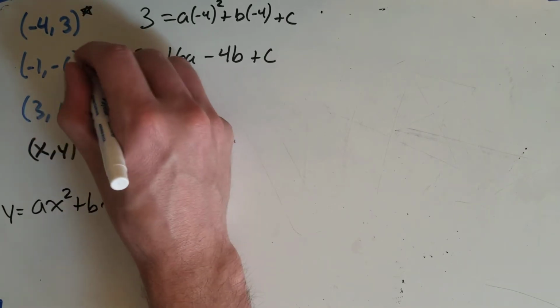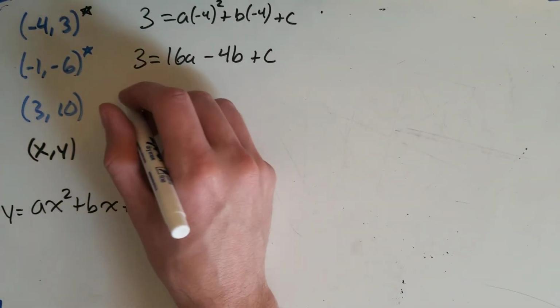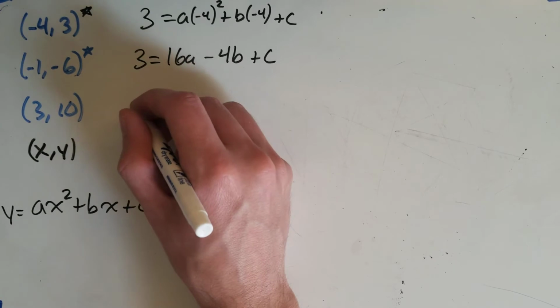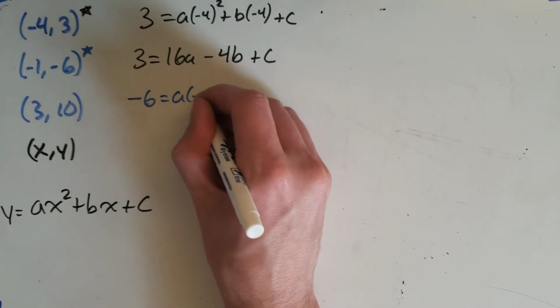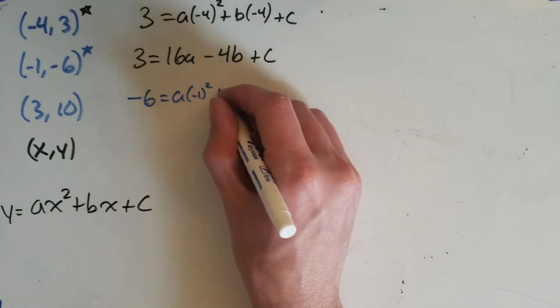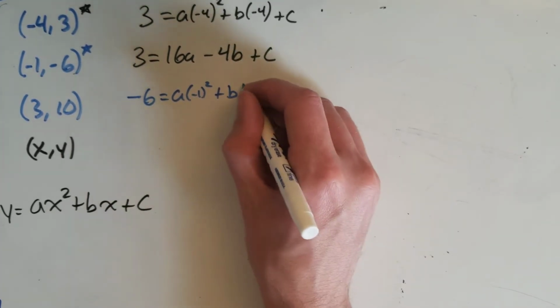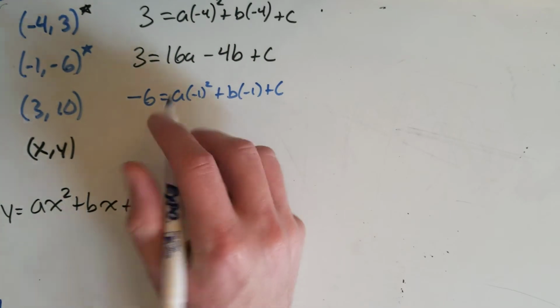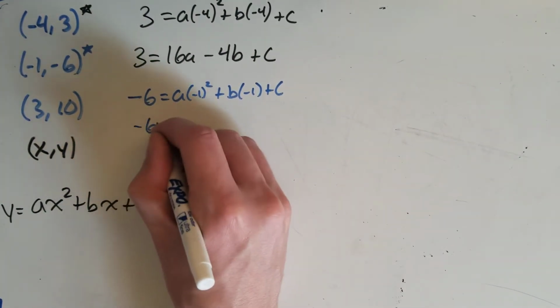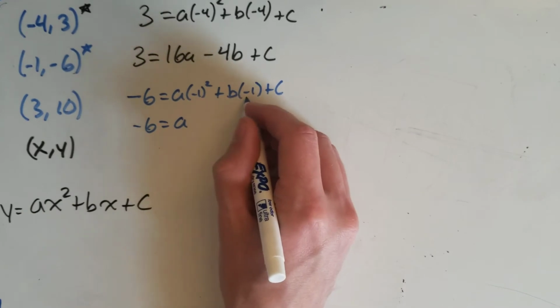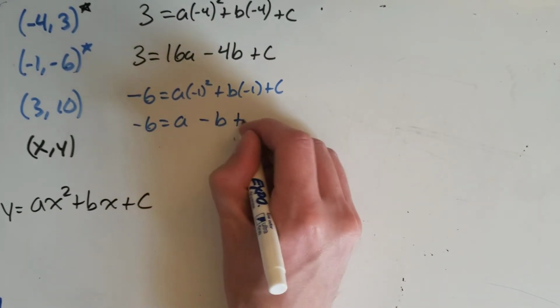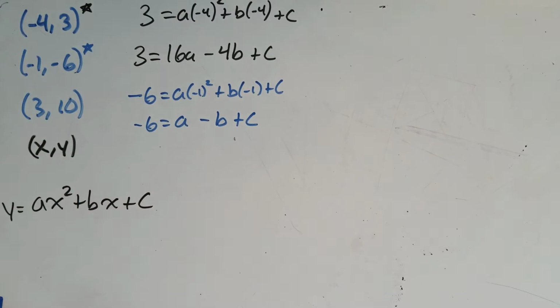Now let's see what happens. We'll do this one in blue to color code. When y is negative 6, x is negative 1, so it's a times negative 1 squared plus b times negative 1 plus c. So negative 6 equals negative 1 squared, which is positive 1, so it becomes a. B times negative 1 is minus b, plus c. So now we have a second equation.